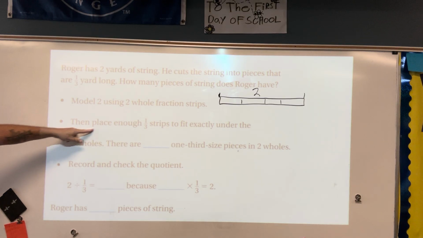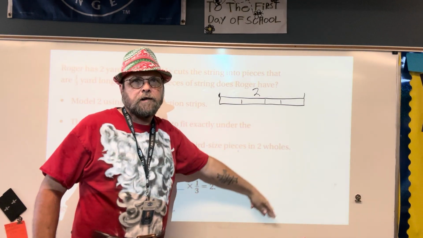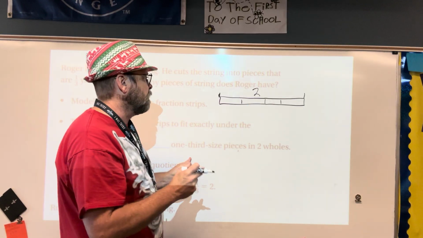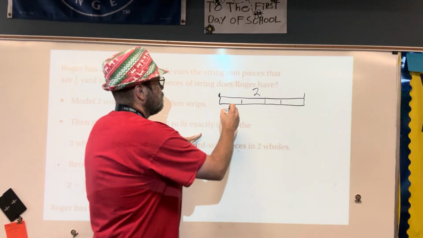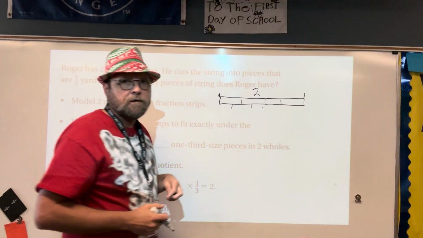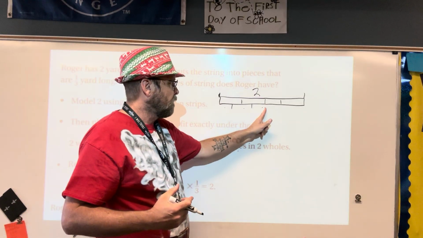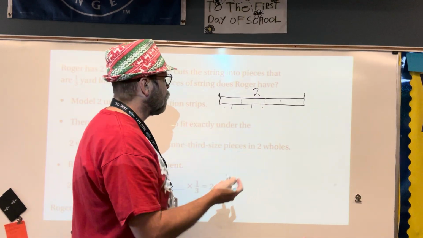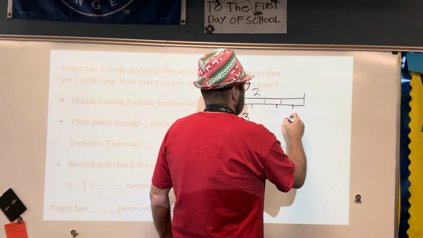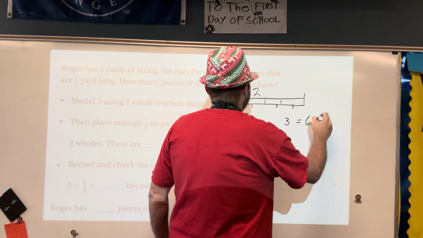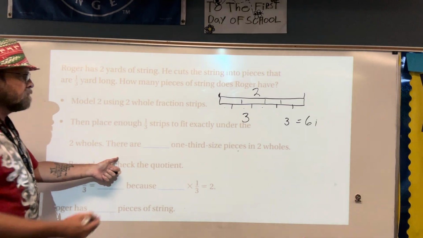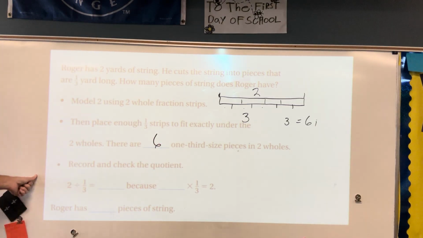And then we want to see how many thirds would fit underneath this. If you had your poly pad, you would figure out how many thirds would fit under each one of them. Well, for 1 yard, I'd have 1/3, 2/3, 3/3, because 3/3 equals 1, and that's what this whole thing is. So if 1 yard had 3 slices, 2 yards would have another 3, for a total of 6 pieces of string. So there are 6 1/3 pieces in 2 wholes.